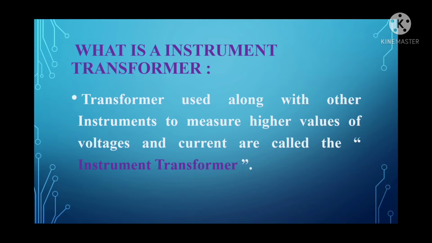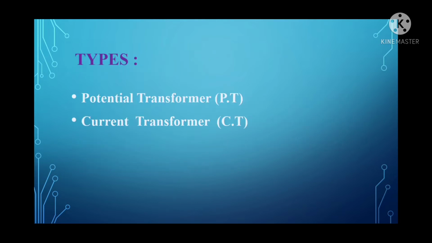By making use of the instrument transformer, we can extend the ranges of ammeters and voltmeters beyond their operating range. That's the major advantage of using this instrument. In instrument transformers, we have two types. One is the potential transformer, also called PT, and the other is the current transformer, otherwise called CT. The potential transformer is meant for measuring higher values of voltages and the current transformer is meant for measuring higher values of currents. So these are the two different types of instrument transformer.